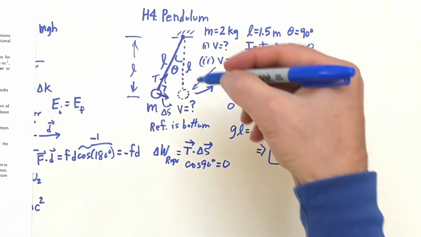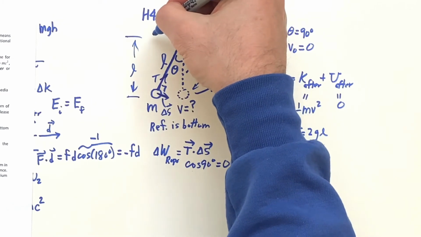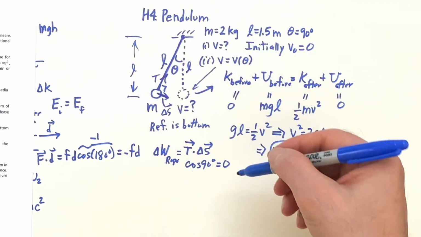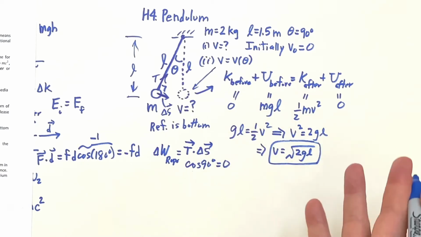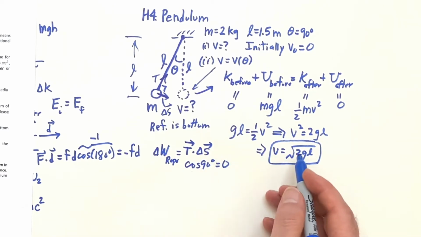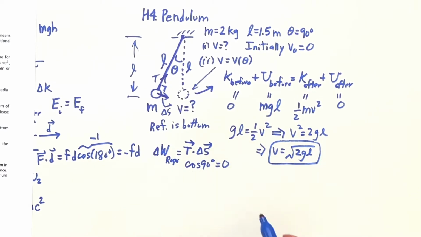So it's the same result as dropping a ball from that height, mgL, as potential energy. You get the same result. Like before, we got the square root of 2gh. It's the same thing, square root of 2gL.